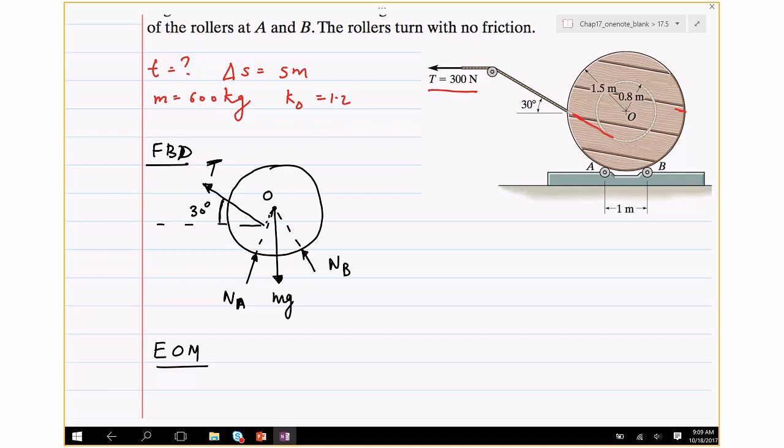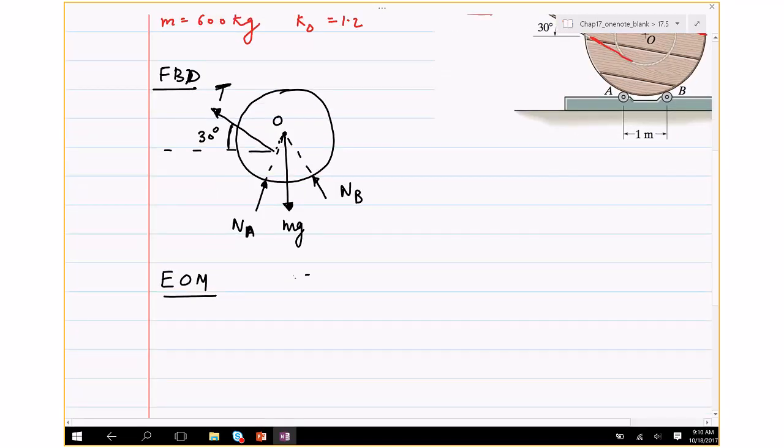If you take moments about point O, which also happens to be the center of mass, then NA and NB will have no effect because NA and NB have a line of action which passes through O. So the easiest way of solving this is to do moment equilibrium about O, which is also equal to I_O alpha. So the good thing is that there are three forces passing through O: mg, NA, and NB. None of them would appear in the summation of M_O because they all have no moments about O.